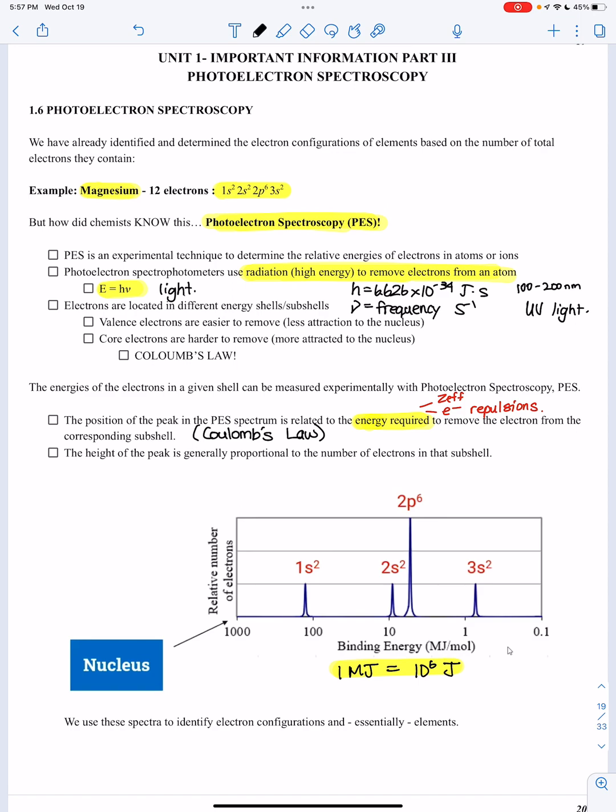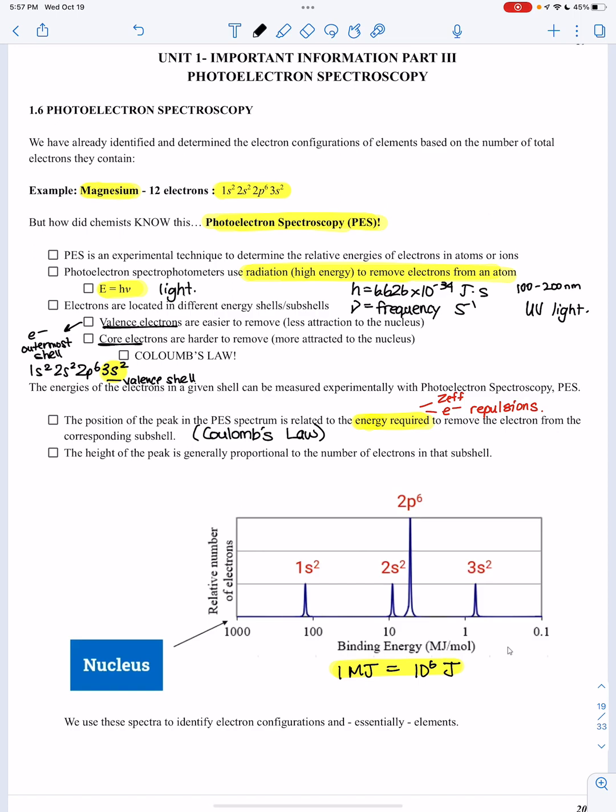It's important to know that valence electrons, which are the electrons in the outermost shell, are the easiest to move. So if I had 1s2, 2s2, 2p6, 3s2, like the magnesium here, the outermost shell is the highest energy level. This is the valence shell for magnesium. The valence electrons are easiest to remove, and that's because they have less attraction to the nucleus.